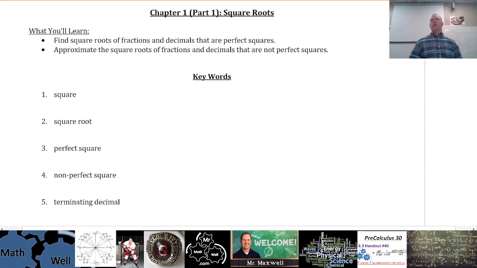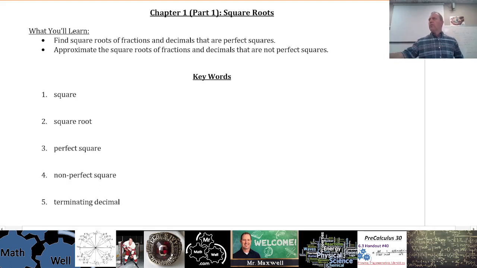So we're not going to focus on just the whole numbers. We're going to focus on fractions and decimals as well. Okay? So there are going to be some patterns and some tricks that you're going to learn how to work with perfect squares there. Okay, you're also going to learn how to approximate square roots of fractions and decimals that are not perfect squares.